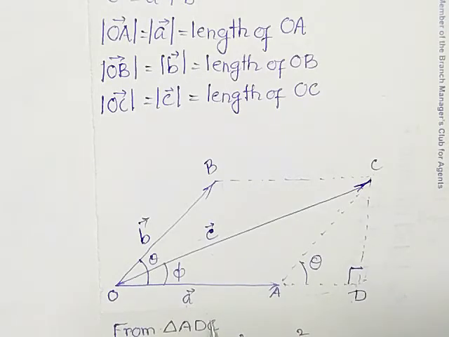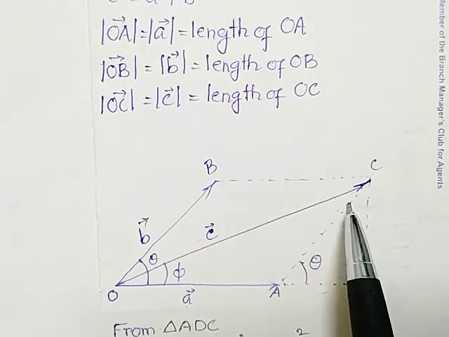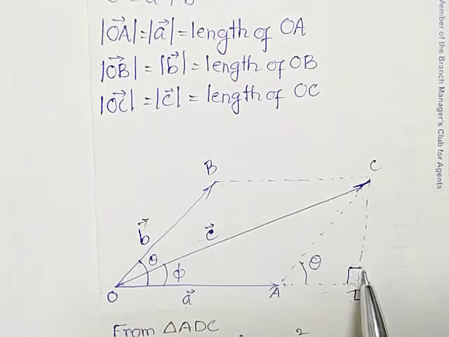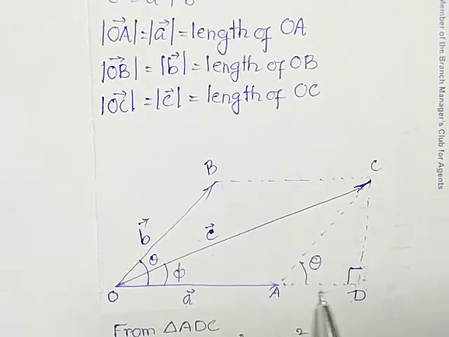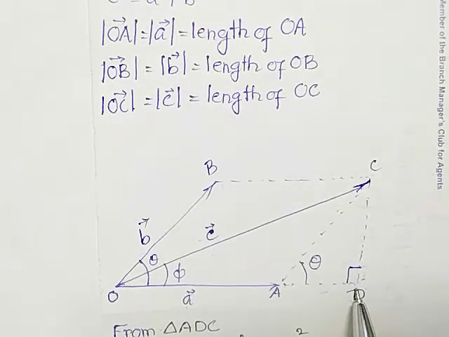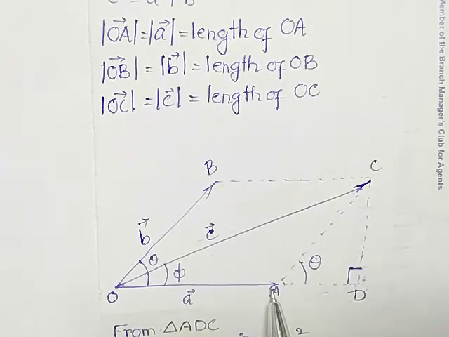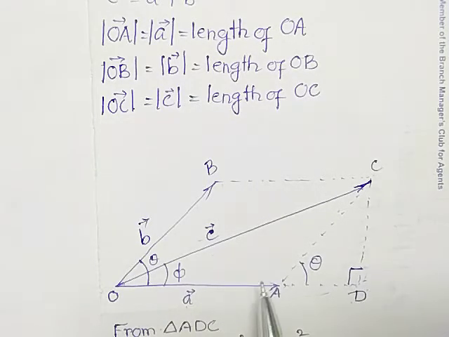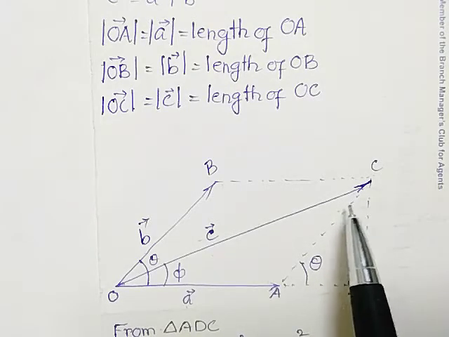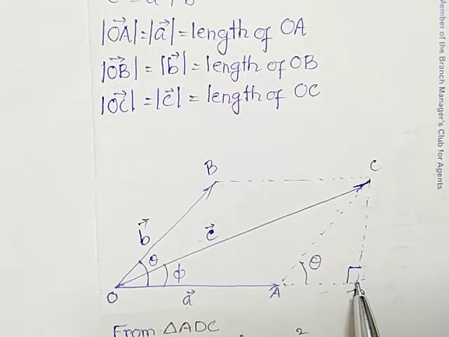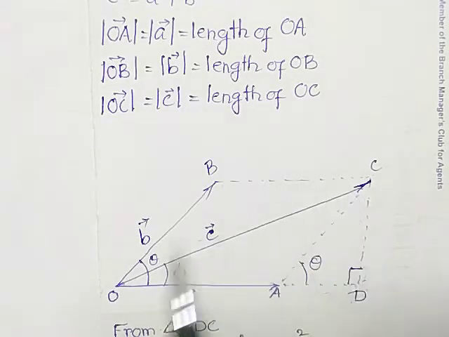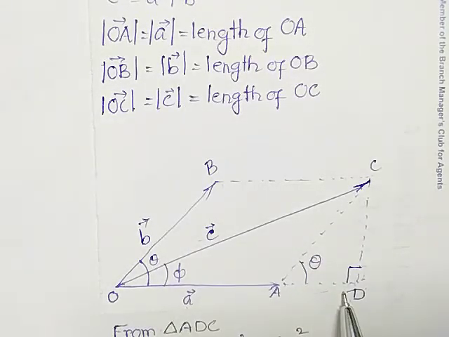To prove the resultant law, in the figure we have drawn from the point C a perpendicular on the extension of OA, and it intersects at the point D. So here angle CDA is 90 degrees. So here are two right angle triangles. One is the smaller one, CAD, and the other, COD, is the bigger one.